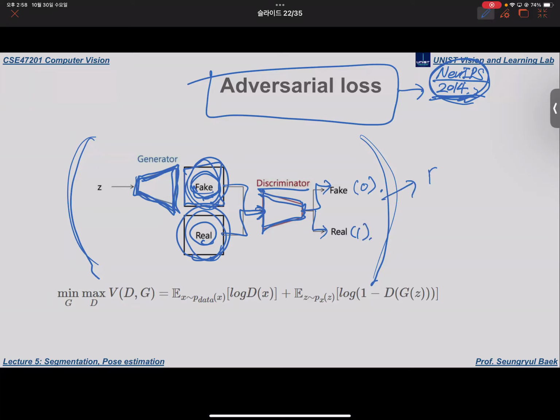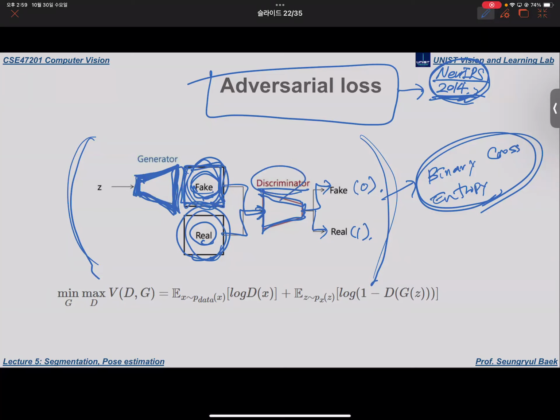This is actually the binary cross entropy loss. We will train the discriminator as a binary classifier, using the binary cross entropy loss. Also, the generator will generate some data, but it is trained to deceive this discriminator. That phenomenon is formulated in this formula, so I will show that.